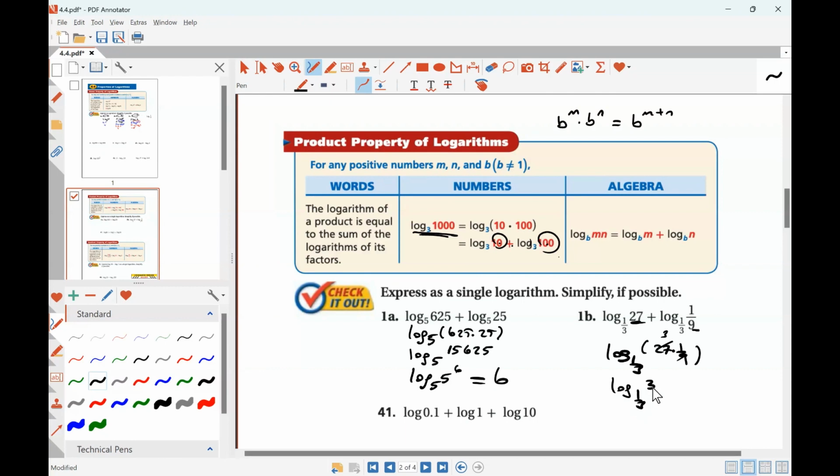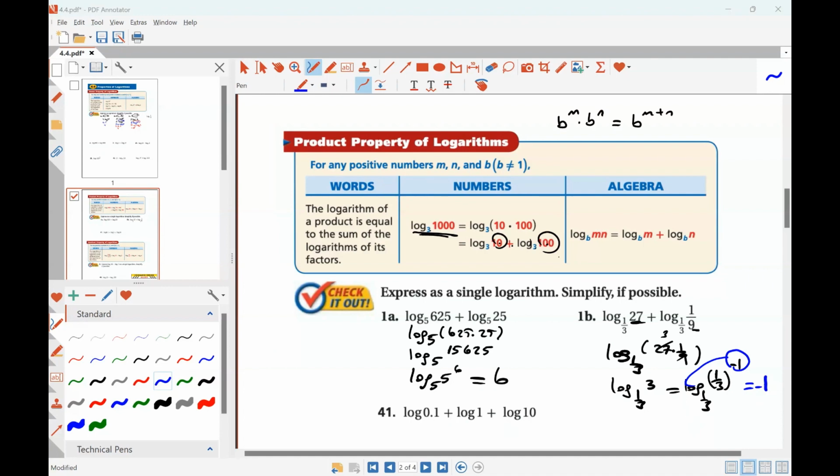Can I write 3 in terms of 1 over 3? Actually, I can. It is log base 1 over 3 of (1 over 3) to the power of negative 1. Right? 3 is equal to (1 over 3) to the negative 1. Now I have an exponent. When I move this exponent down in front, it's going to be negative 1 multiplied by this logarithm, which gives you 1. 1 times negative 1, negative 1.